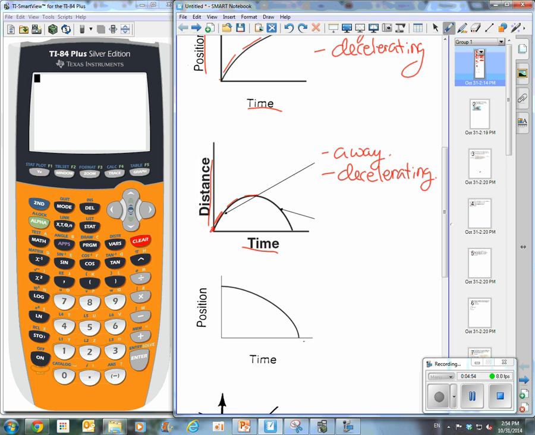Then the object is moving towards me in the second half, and the line is getting steeper, which means that it is accelerating.